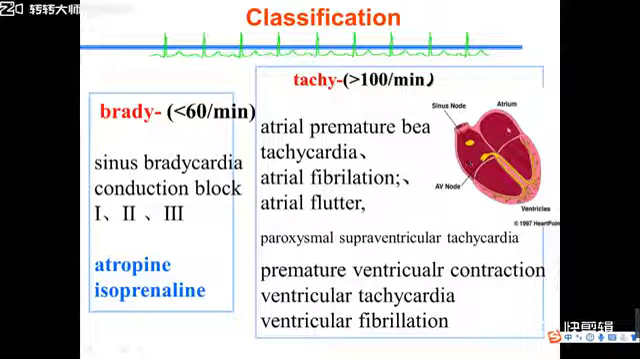And here are the left and right atrium. Atrial arrhythmias include atrial premature beats, atrial tachycardia, atrial fibrillation, and atrial flutter. Here is the AV node. If the arrhythmia is formed from the AV node, we call it paroxysmal supraventricular tachycardia. And then here, the ventricular Purkinje fibers.